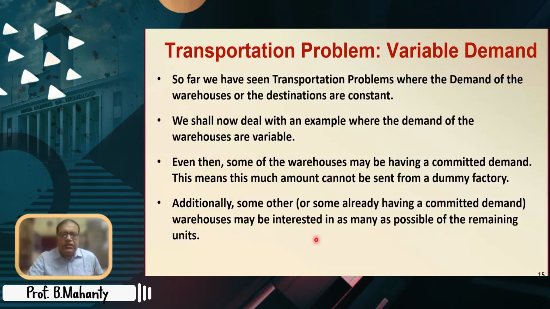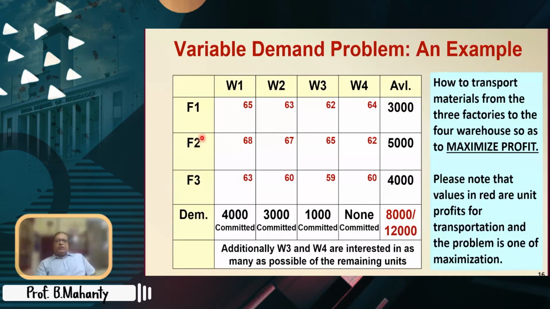So here is a problem, a variable demand problem. How to transport materials from the 3 factories to the 4 warehouses so as to maximize profit. Please note the values in red are unit profits for transportation and the problem is one of maximization. So these are unit profits and the problem is one of maximization. Now these are the availabilities for the 3 factories. Factory 1, 3000, factory 2, 5000, factory 3, 4000. So what is the total availability? 12,000. And what is the total demand?